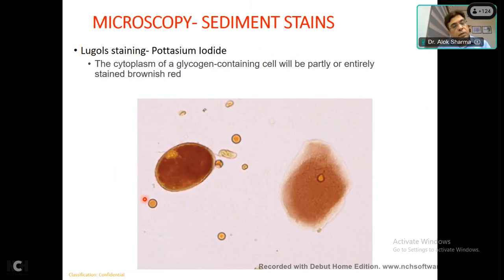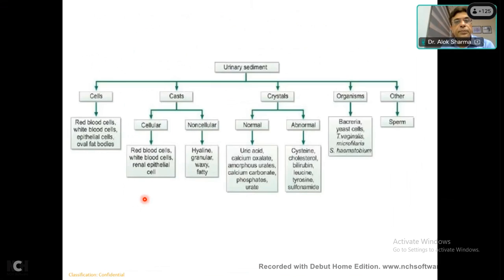The next component which you need to detect in your microscopic examination is certain glycogen containing cells. There are certain conditions, I'll come to those conditions in a while. Those glycogen containing cells can be stained by Lugol staining, potassium iodide, which we've all done in the biochemistry labs. So the Lugol staining technique can detect the glycogen in the cells. A lot of cases of nephrotic syndrome and other cases where you do get glycogen in the urine, you can detect by this method.